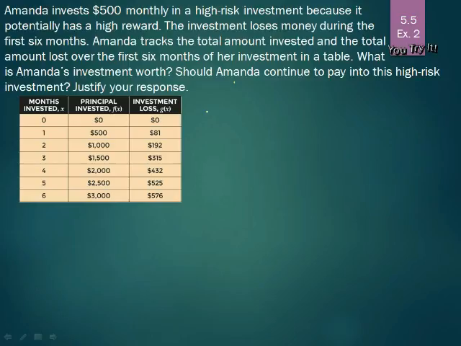Justify your response. Okay, so we have our columns here with principal invested, which is the f of x, so how much money she's putting in, and then the investment loss for just the first 6 months. And so we want to know over time, will this continue? And to know something over time, generally, we're going to need to come up with generalized equations for these. And once we do that, then we could just take the amount that she invests and subtract that investment loss. And we can see, will that ever end up actually being greater? Will this trend ever reverse in her losing so much money?